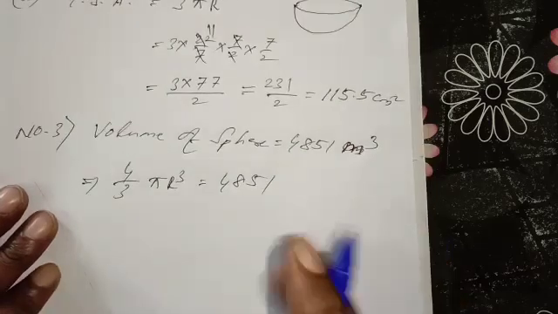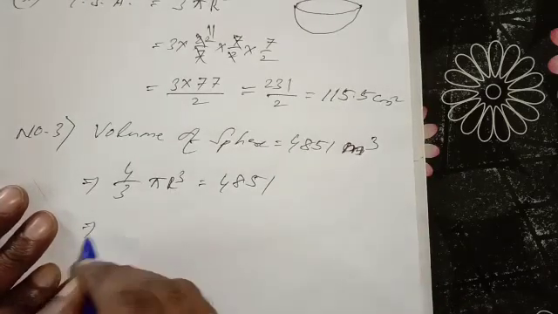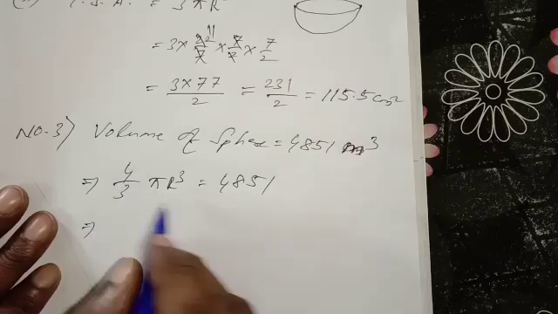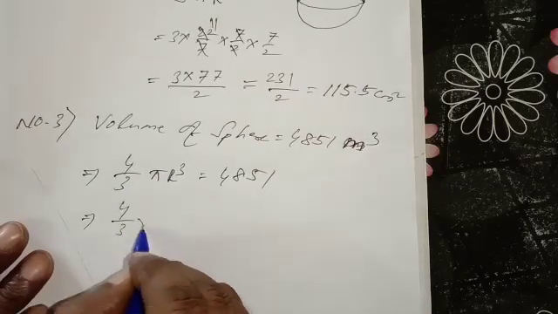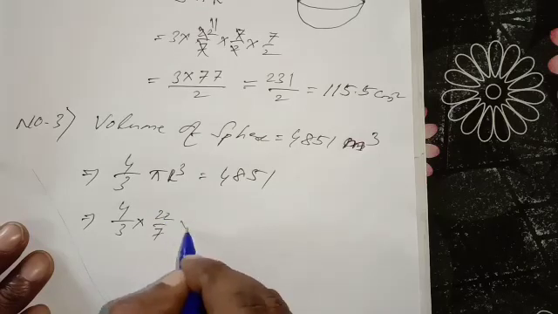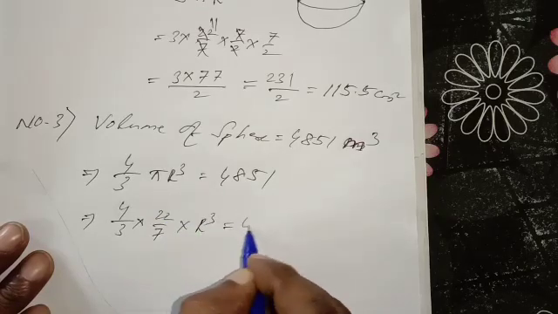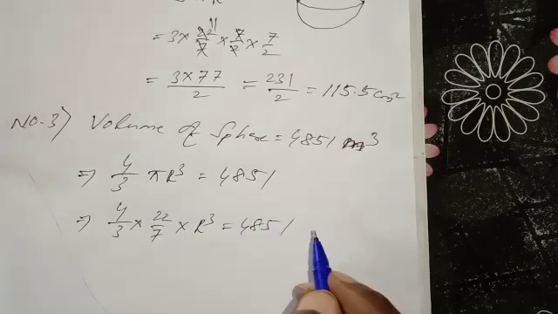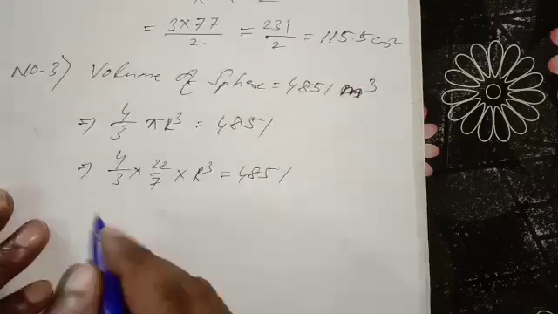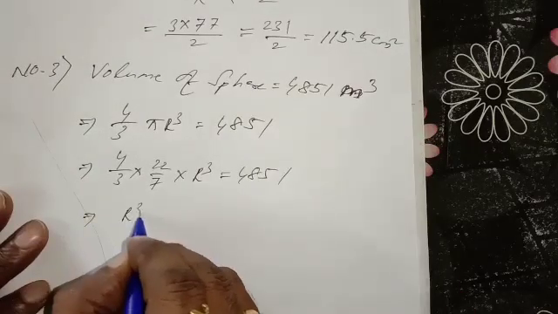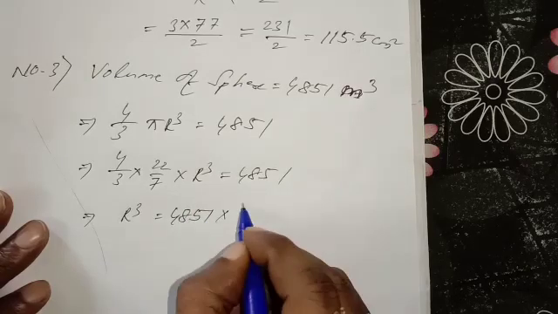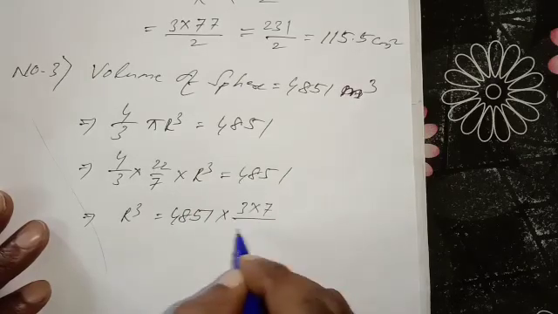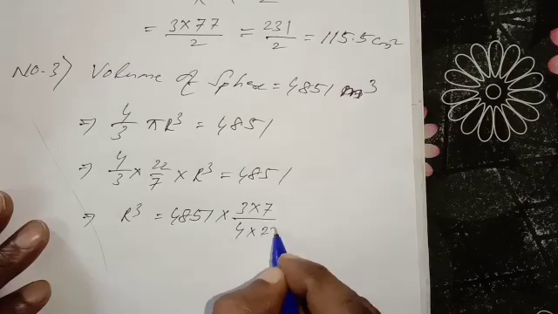4851 meter cube. Now, this 4 by 3 will go that side. This pi means 22 by 7. That means right here 4 by 3 into 22 by 7 into r cube is equal to 4851. Then r cube equals 4851 into 3 into 7 by 4 into 22.